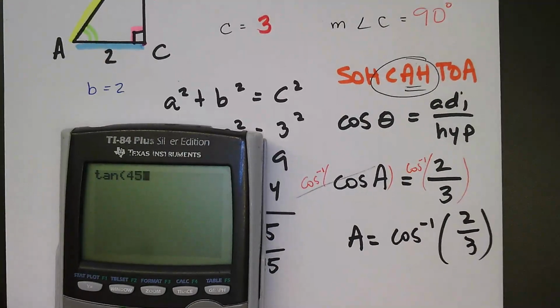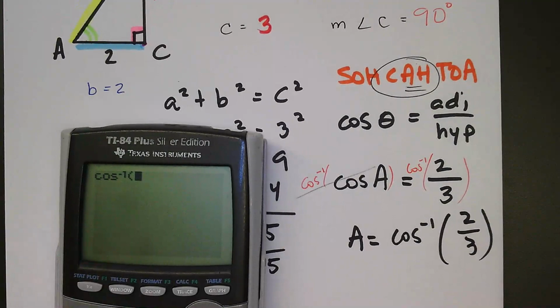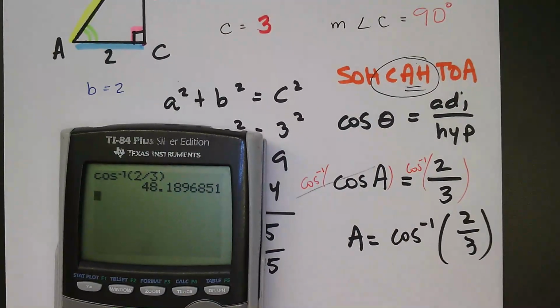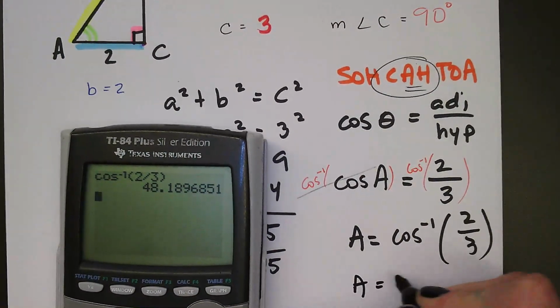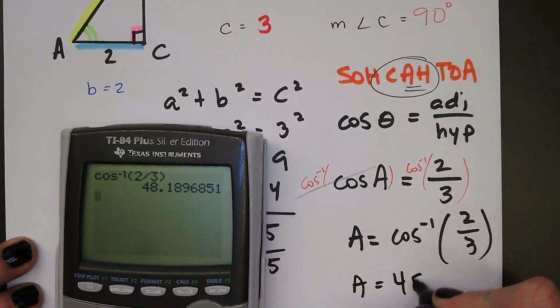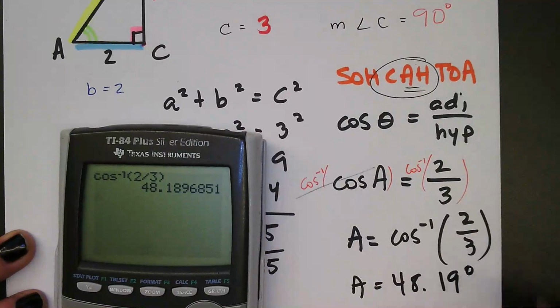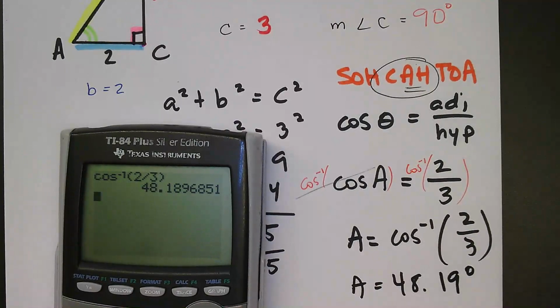I'm just going to double check I'm in the right setting. Tangent of 45 is 1. Good. So I'm going to do second, and then the cosine button. You need to get the inverse cosine. It should say cosine and then look like to the -1. The inverse cosine of 2/3. Oops. 2/3. Now this is giving me the angle. So A is, let's see, 48 point, I'll go hundredths place, 19. That's how many degrees this is worth.